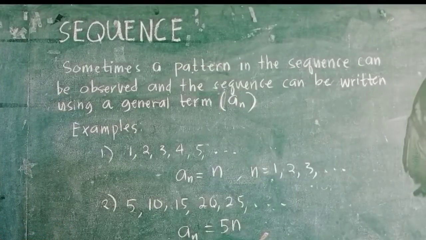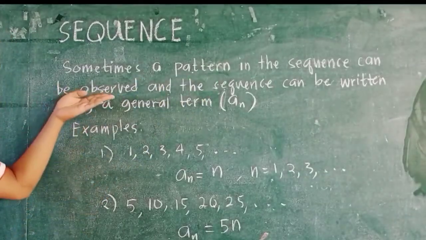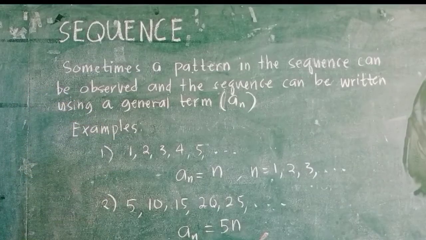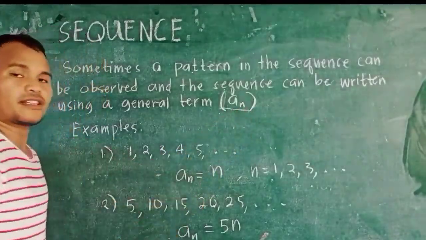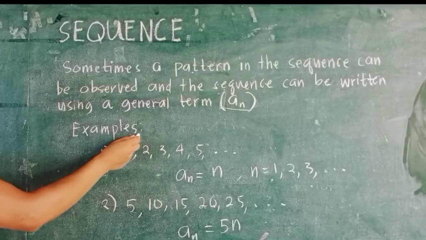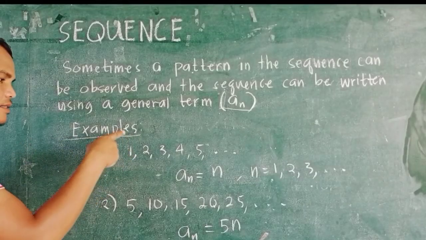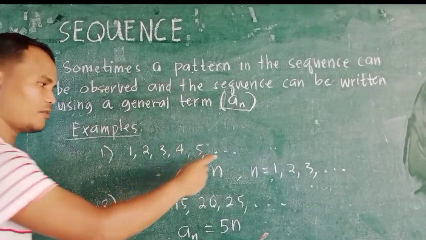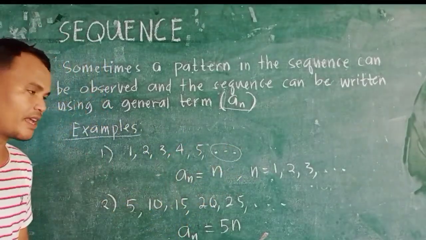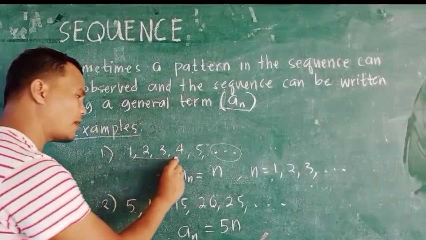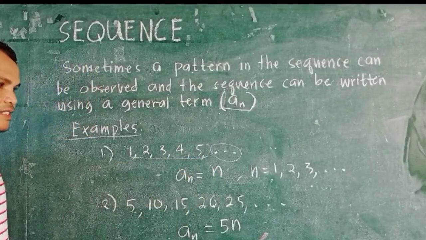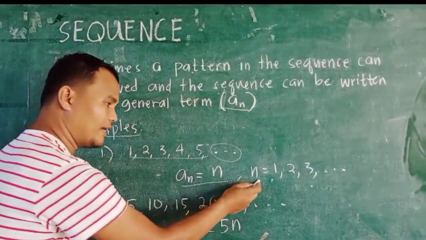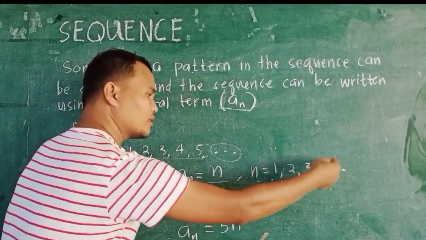Sometimes, a pattern in the sequence can be observed, and the sequence can be written using a general term, that is a sub n. Example, number 1: 1, 2, 3, 4, 5. This sequence is an example of infinite sequence because of this ellipsis here. Now, this sequence can be written in a general term, a sub n equals n, where n is 1, 2, 3, and so on.